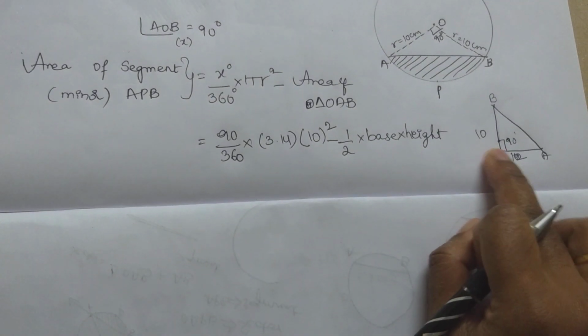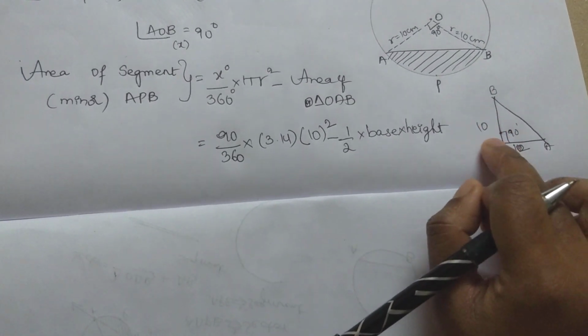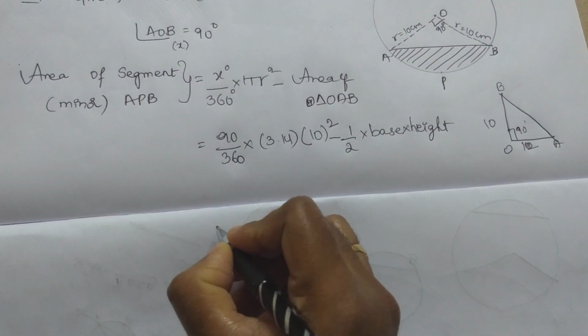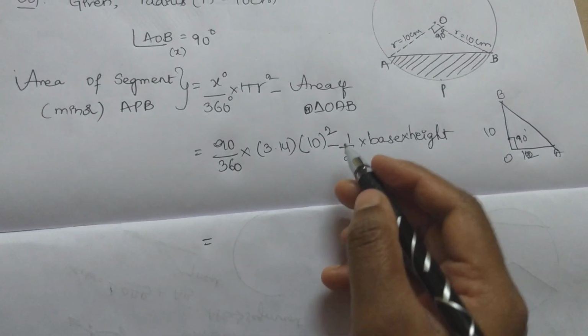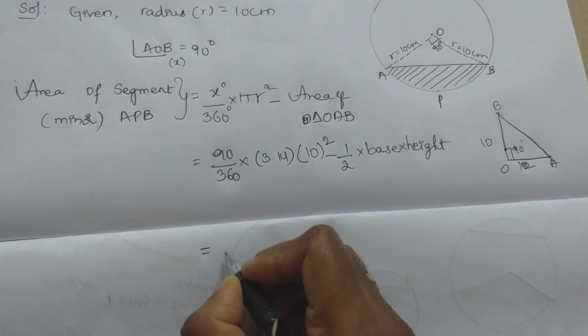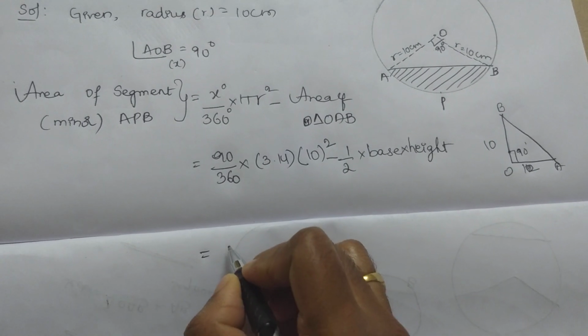Since 90 degrees means base and height, it is 1 by 2 into base into altitude, which is nothing but height. We can apply that formula. In case they had given some different angle, that would be a different case for solving the area of the triangle. Clear?